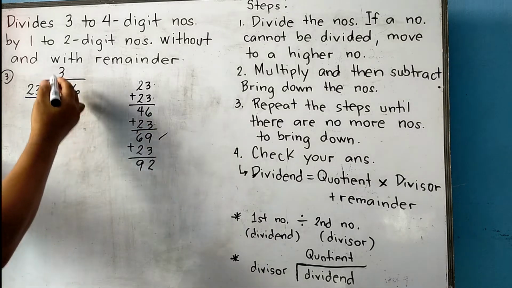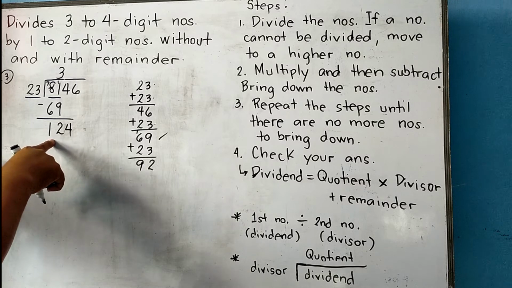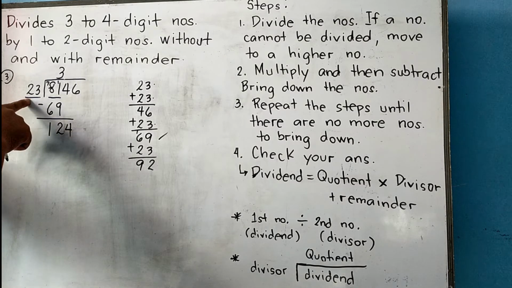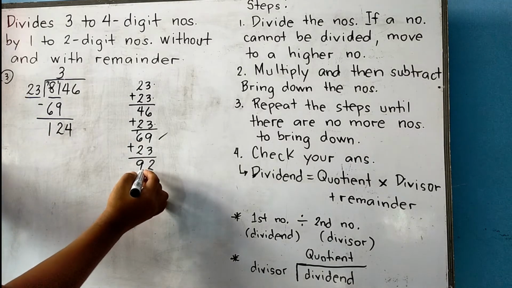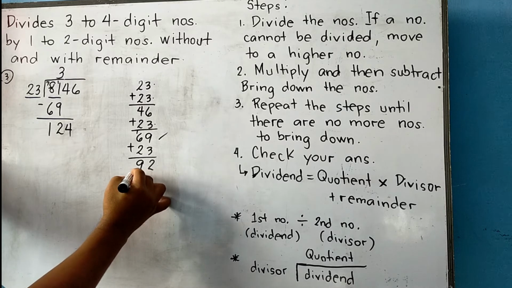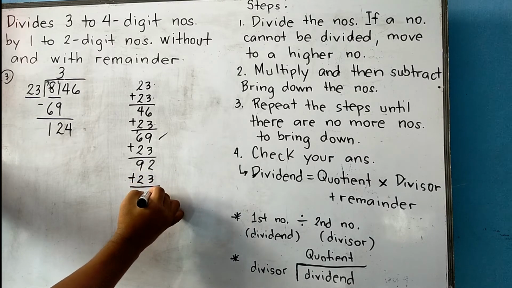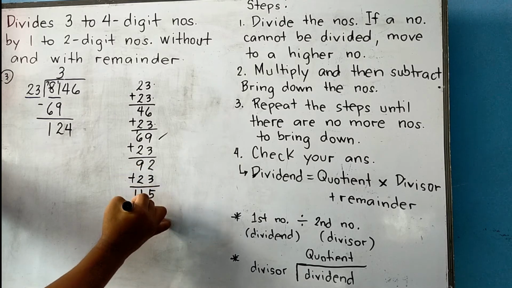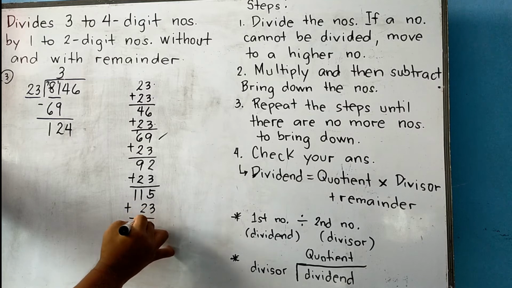Again, bring down the next number, which is 4. So it is 124 divided by 23, or how many 23's in 124? Going back on this, you already have 92, so add another 23. So you have here 5 and then 11. And then adding another 23 will give you what?